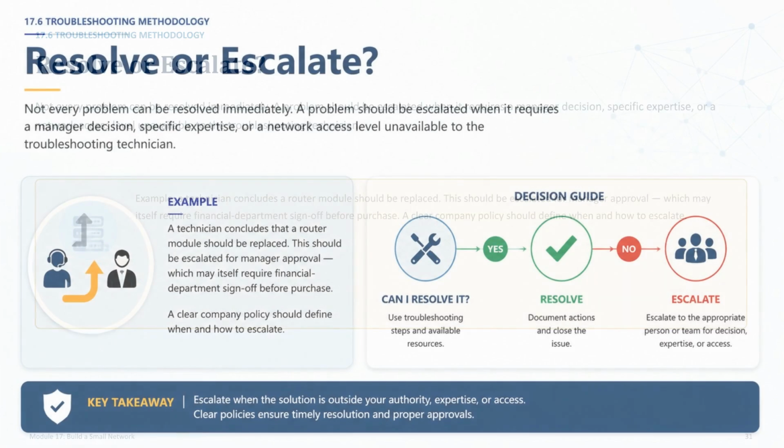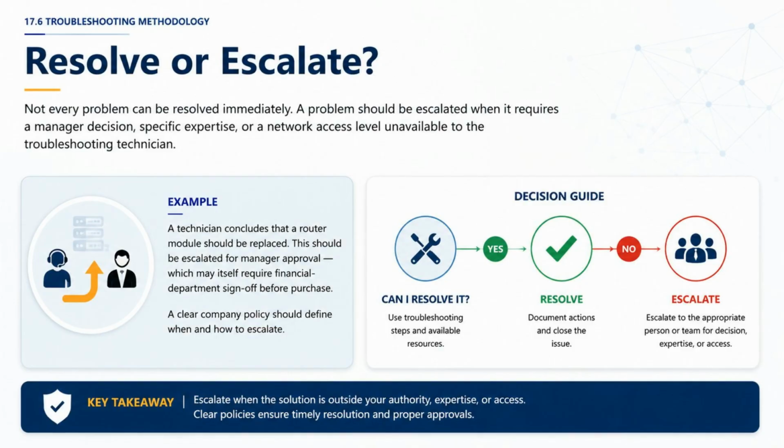Not every problem gets resolved on the spot. Escalation makes sense when a fix requires manager approval, specialized expertise, or access the current technician doesn't have. Walk the example on screen. A technician determines a router module needs replacing, which needs manager approval, which might itself need financial sign-off before purchase. A clear company policy should define exactly when and how to escalate.